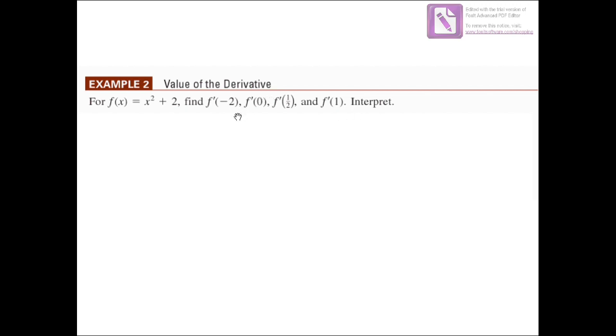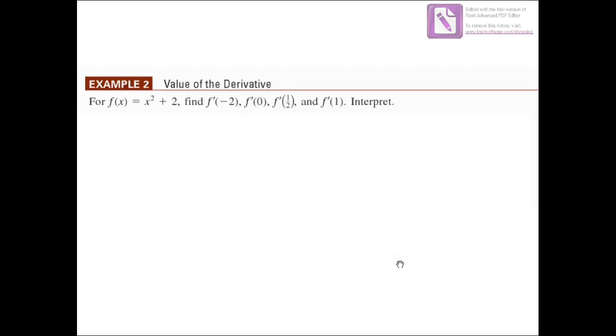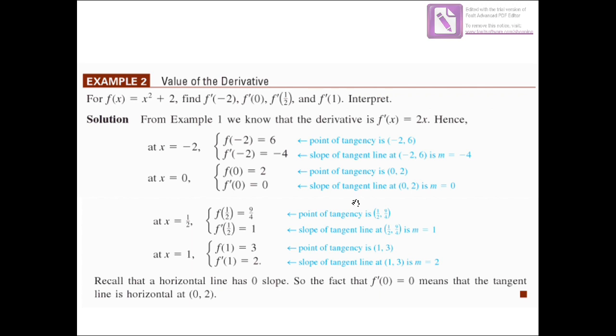So we need to go to the derivative, replacing any x by minus 2, then replace x by 0, replace x by half, replace x by 1. And we have seen that the derivative is equal to 2x. So from the previous example, at x is equal to minus 2, we have f of minus 2, the value of the function at minus 2, it is equal to 6, because minus 2 squared plus 2 is equal to 6. F prime of minus 2, so we go to the derivative, replacing any x by minus 2, we'll get 2 multiplied by minus 2, which is minus 4.